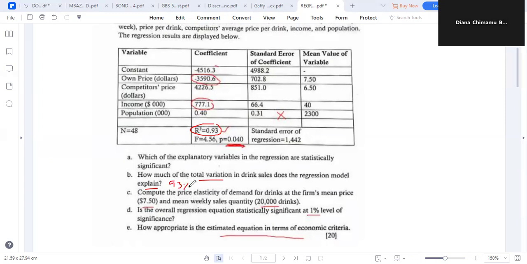Then, how much of the total variation? So we just pick the 93, yes, just multiply by 100. Is that clear?